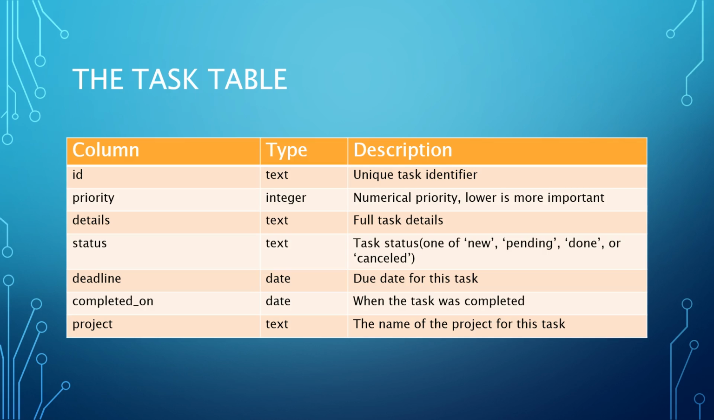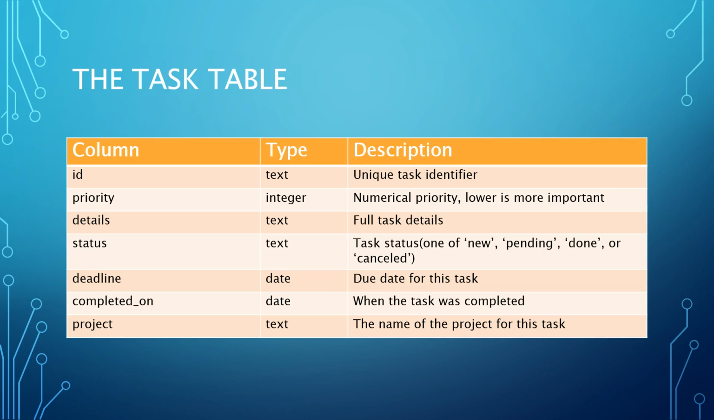Then we need the status column of type text, and we can, for example, have task status as new, pending, done, or cancelled. And we need another column which is for deadline, which is a date type, and this is for setting a due date for this task. And then we have a completed on column with the type date, which tells us when the task was completed.